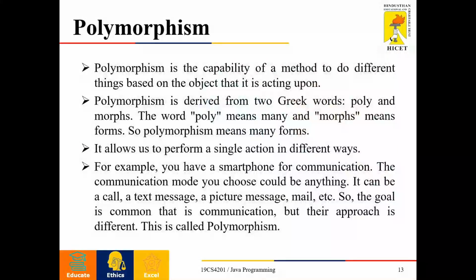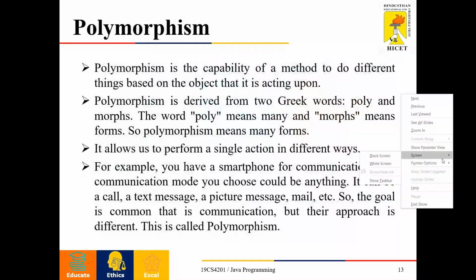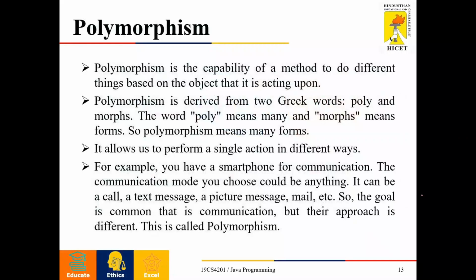Polymorphism. Polymorphism is the ability of a method to do different tasks. Polymorphism is derived from two Greek words, poly and morph. Poly means many, morph means forms. So polymorphism means many forms, taking more than one form. It allows us to perform a single action in different ways.